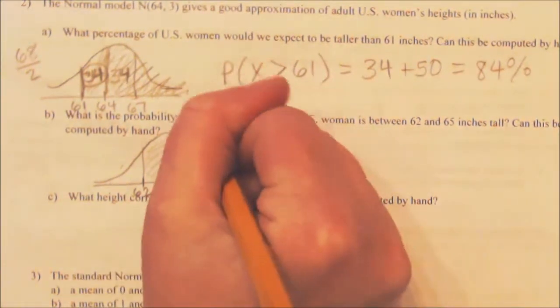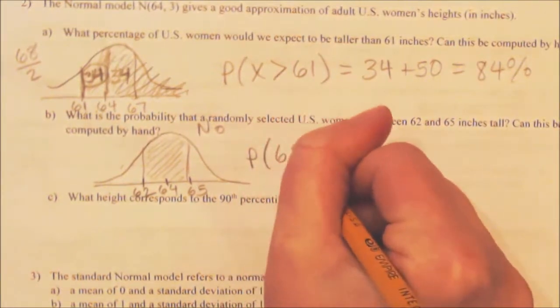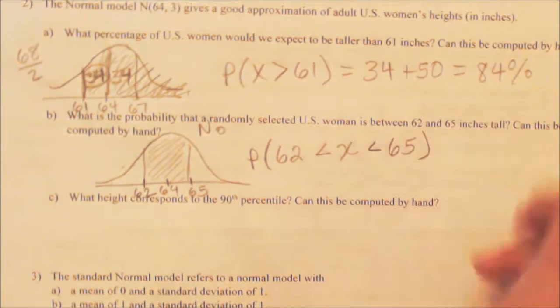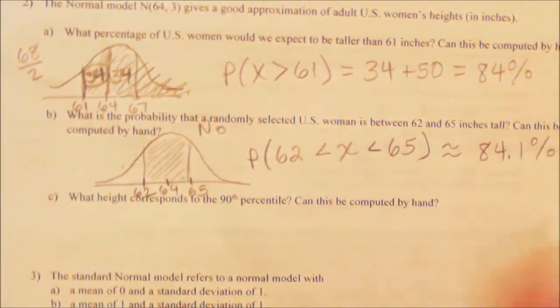So can this be computed by hand? No, it cannot. So if you go into StatCrunch, practice this, make sure you know what buttons to push. But our probability here is close to the 84%. It ends up being about 84.1%.